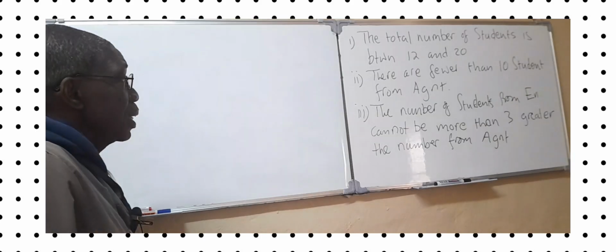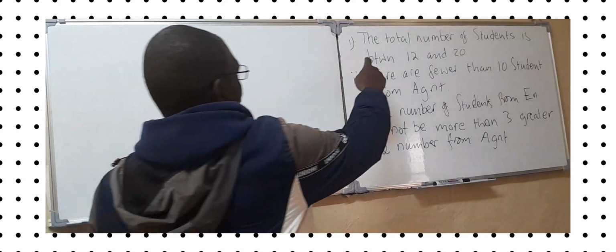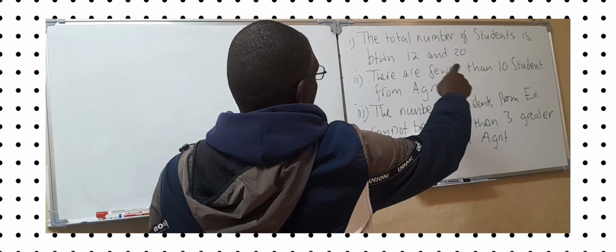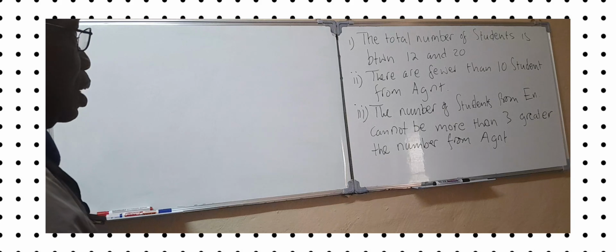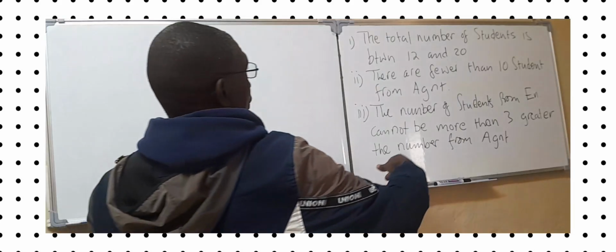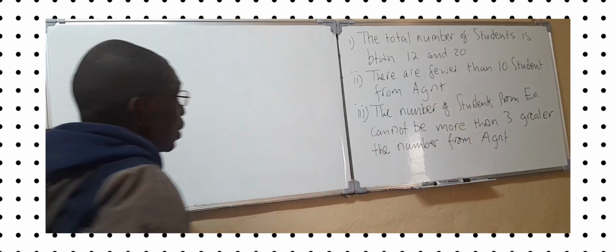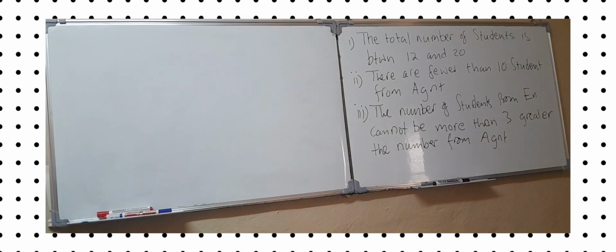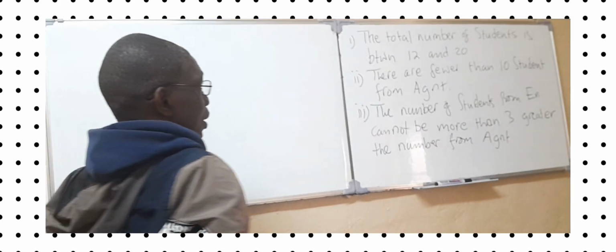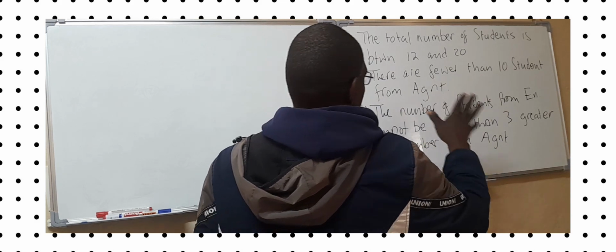Now, I have summarized the conditions on the board, and the conditions are as follows. First condition says the total number of students is between 12 and 20. This means that when we have added all the students coming from Argentina and the students coming from England, the total should not be less than 12 and it shouldn't be greater than 20. The second condition says there are fewer than 10 students from Argentina. Now, this strictly says that students from Argentina should be less than 10. They can't be 10, they should be less than 10.